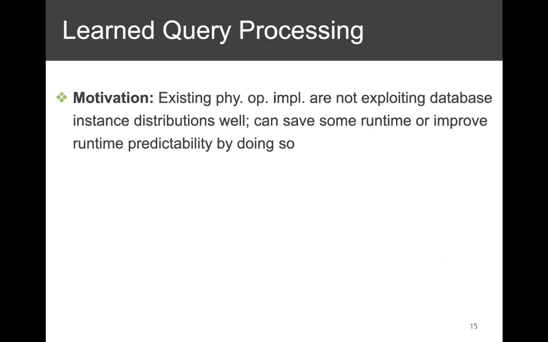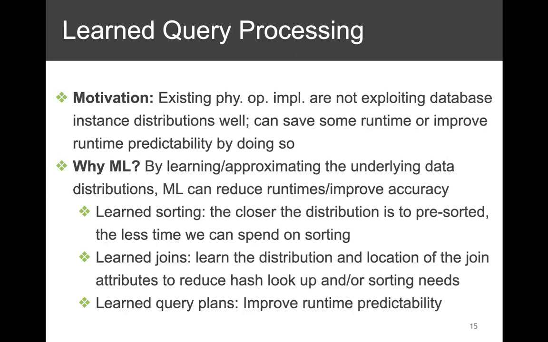Moving on, query optimization and query processing are also getting modified by the use of machine learning. In particular, we talked about access methods. Turns out that the operator implementations that we saw in this class can also be revisited to take advantage of the data distributions. And this can help improve predictability, and it can help improve runtime.